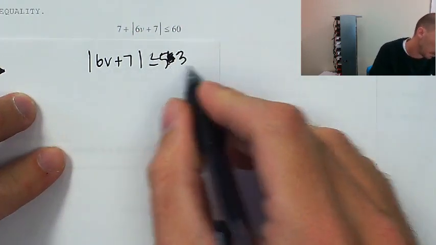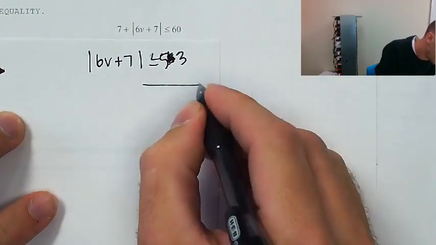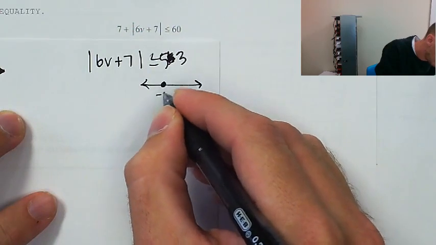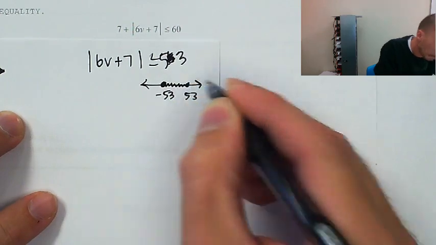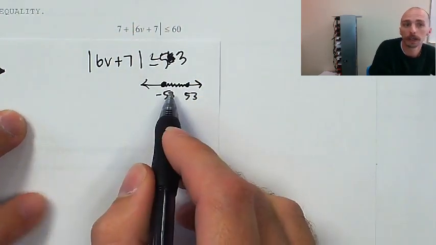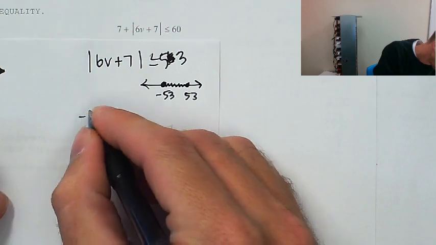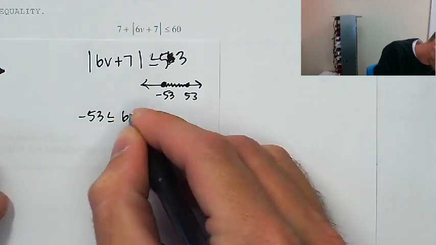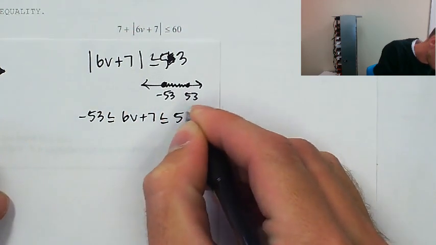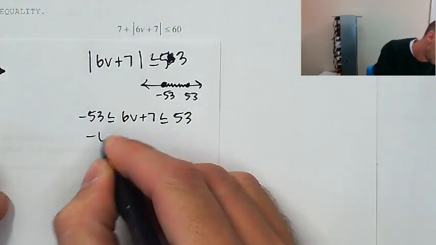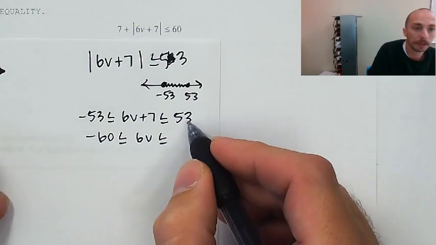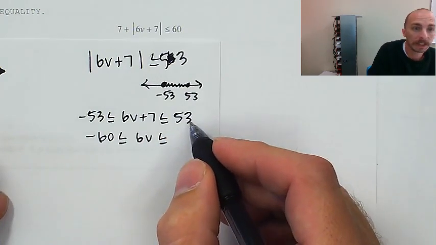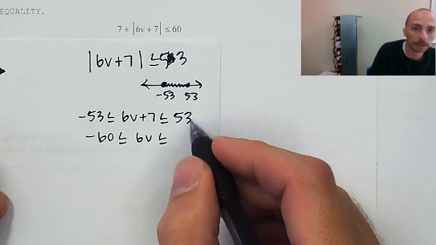So, all right, if the absolute value of a number is less than or equal to 53, that's going to be between negative 53 and positive 53. So I know that this thing here needs to be between negative 53 and positive 53. Okay, then I'll subtract 7. All right, 53 minus 7 feels like 46 to me. Let me think about that. 46 plus 7, yeah, that's going to be 53.